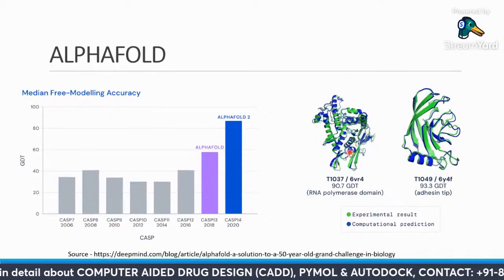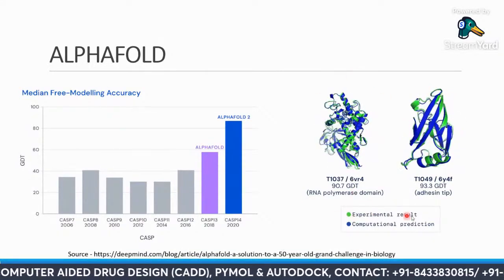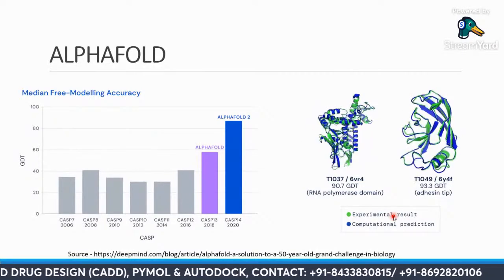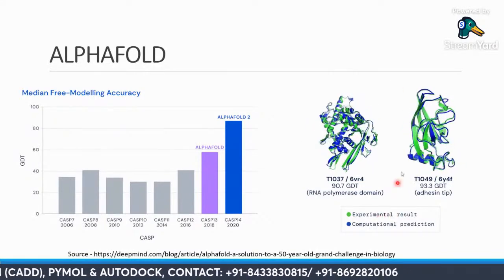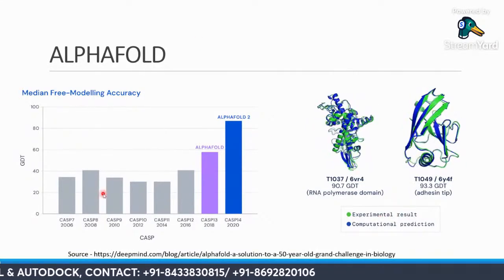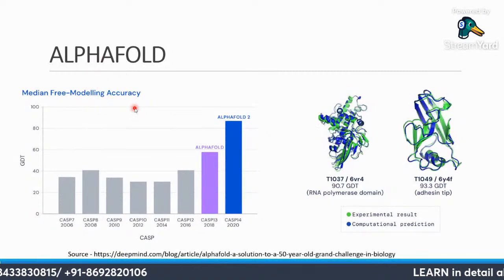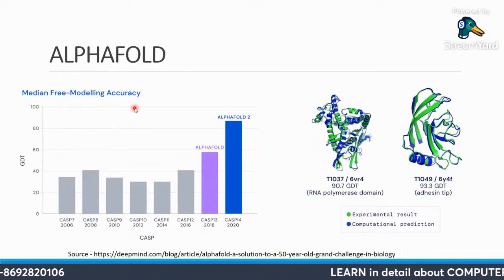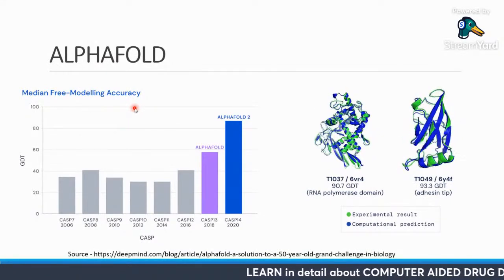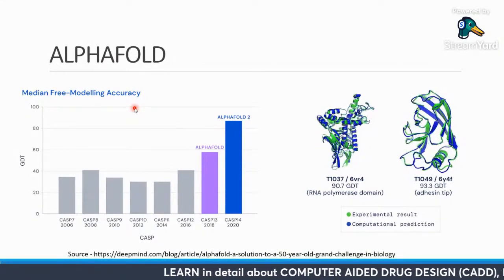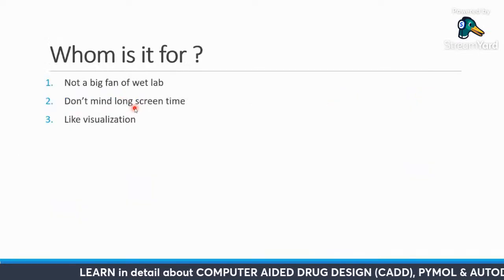So there's a perfect overlap of the experimental result and the computational prediction. All right. So this was a tool that was developed by DeepMind. It's called AlphaFold. This is the thing that I was talking about, which was called the biggest breakthrough in the field of science.